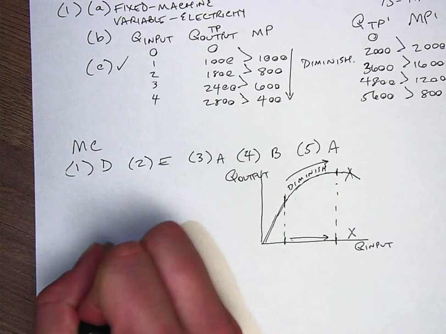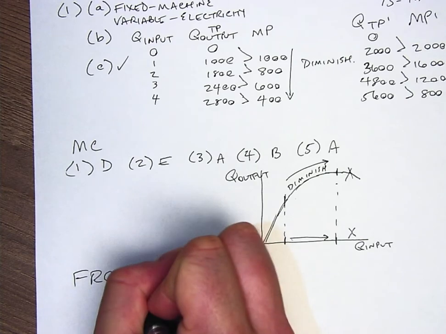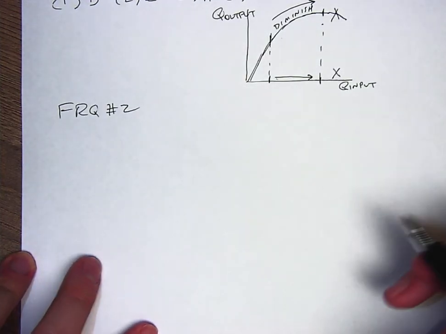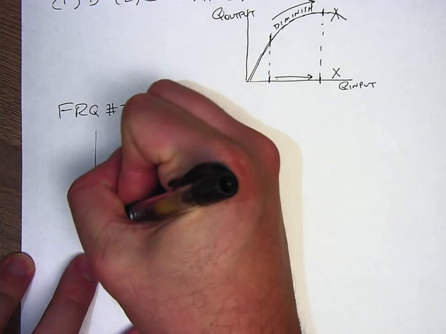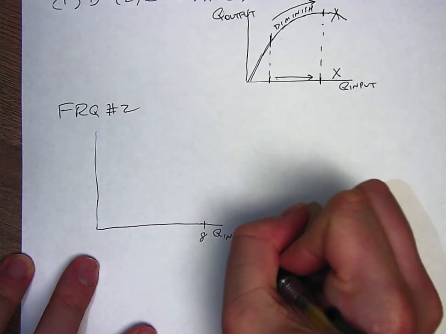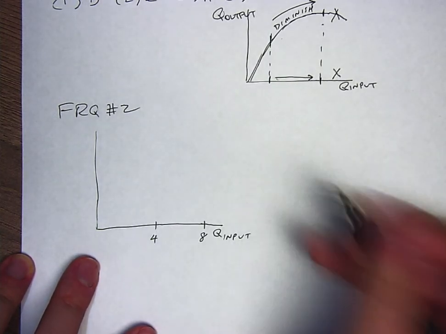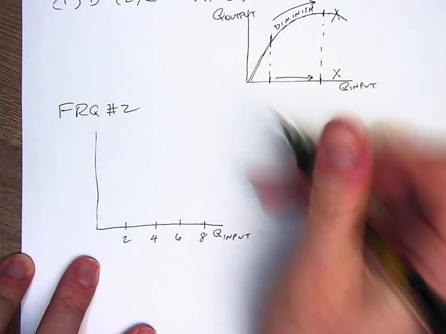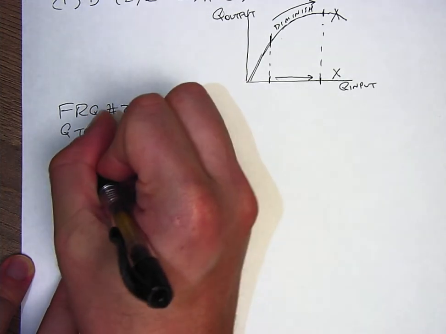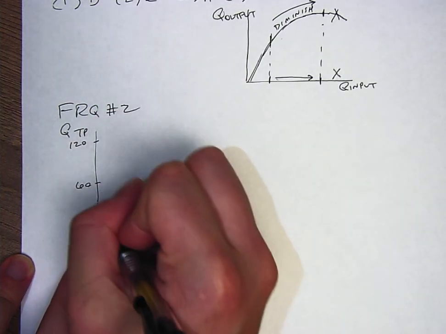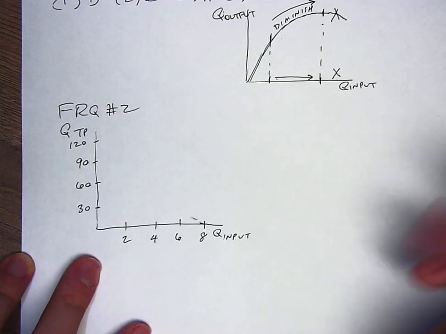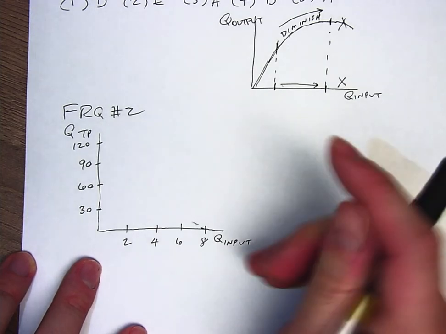So now we're going to take a look at FRQ number 2. FRQ number 2 is just using the data to graph a production function and the marginal product of labor. And so we look at that data table and we go, okay, there are 8 inputs. So we have a max value there, 2 and 6. And the maximum value of total product is 120. So 60, and then we'd say 90 and 30, and again, I'm just looking at that data table to help us figure that part out.